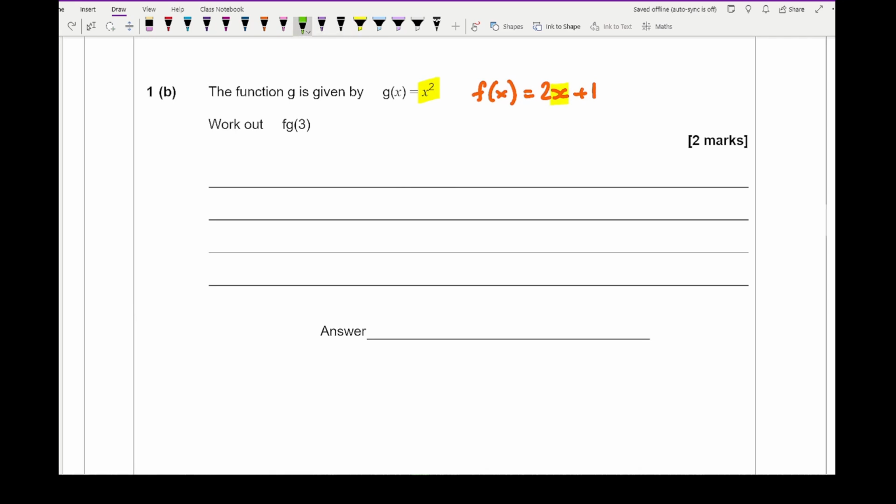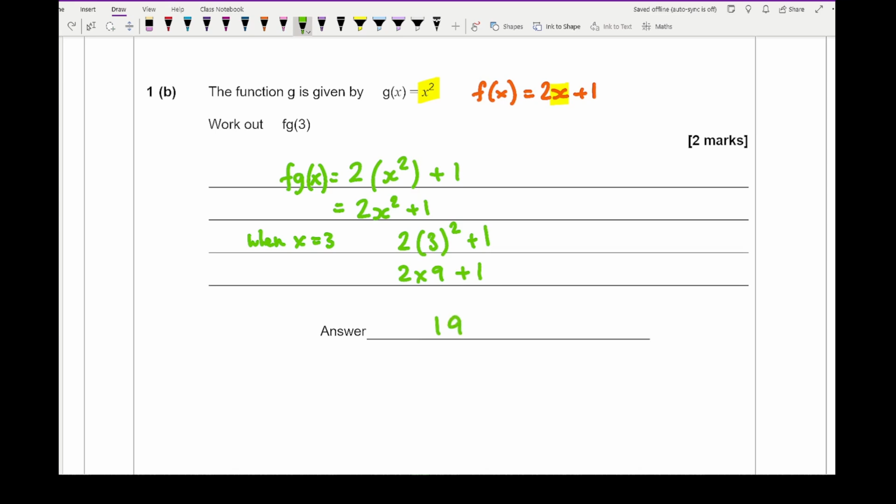So what I have then is 2 lots of x squared plus 1. And I want to work out the value of where I substitute 3 in. So if I just simplify this, this is the expression or the function of fg of x. So this leaves me with 2x squared plus 1. And then to substitute 3 in, we end up with 2 lots of 3 squared plus 1. That's 2 times 9 plus 1, which gives me an answer of 19.